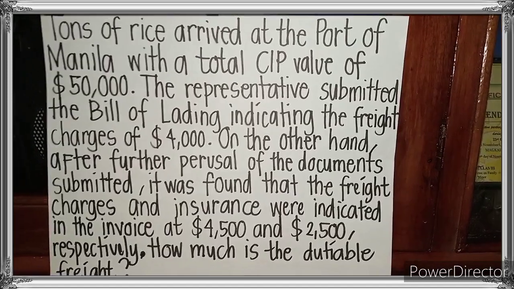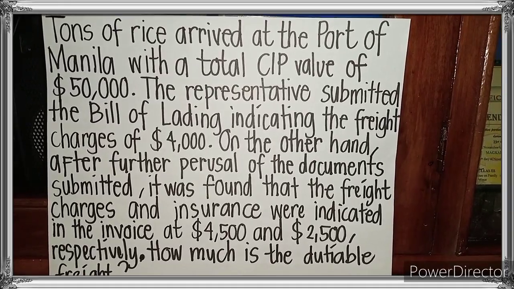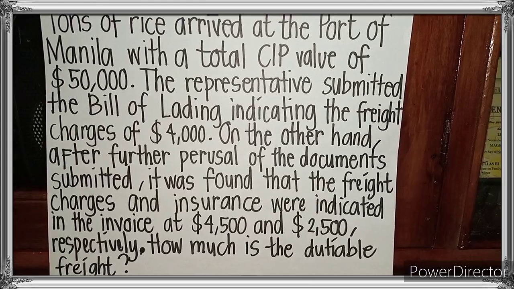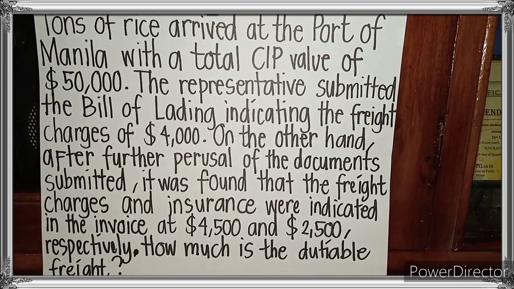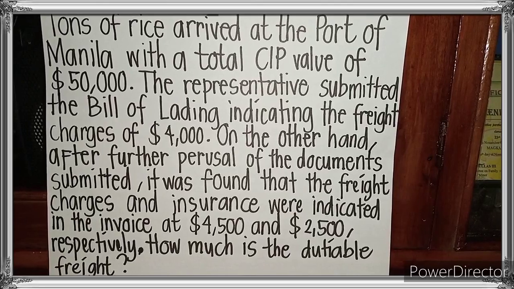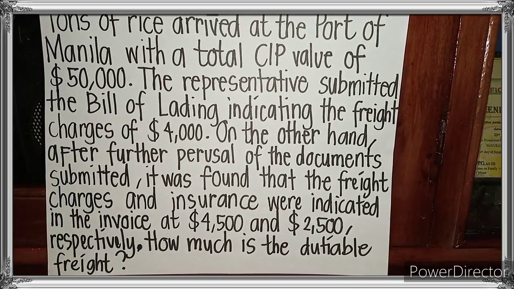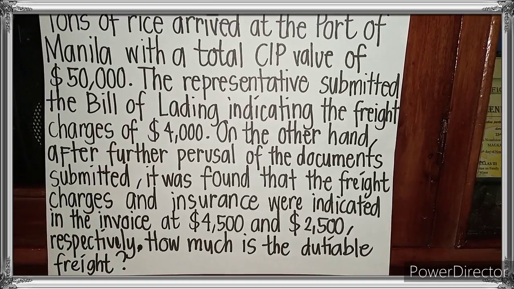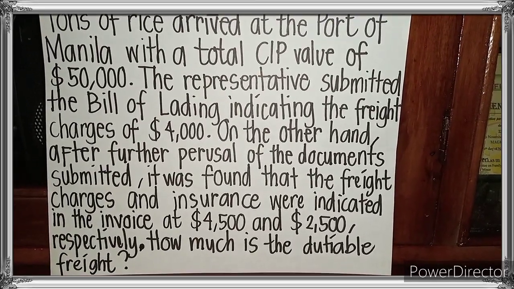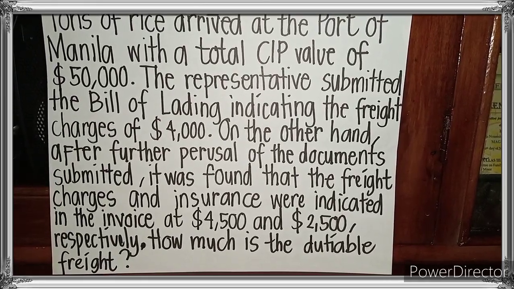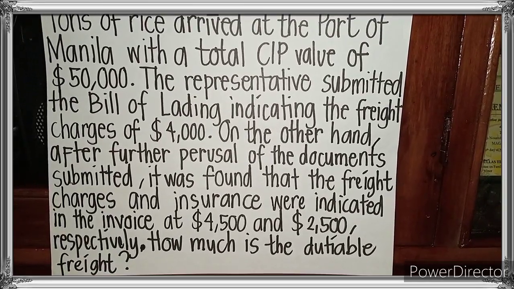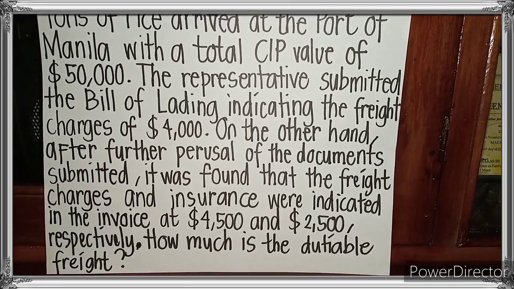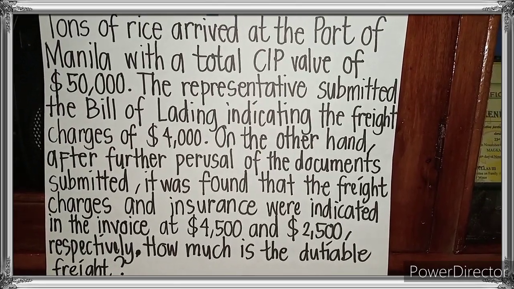Next problem: tons of rice arrived at the port of Manila with a total CIP value of $50,000. The representative submitted the bill of lading indicating freight charges of $4,000. On the other hand, after further perusal of the documents submitted, it was found that the freight charges and insurance were indicated in the invoice at $4,500 and $2,500 respectively. So how much is the assessable freight?